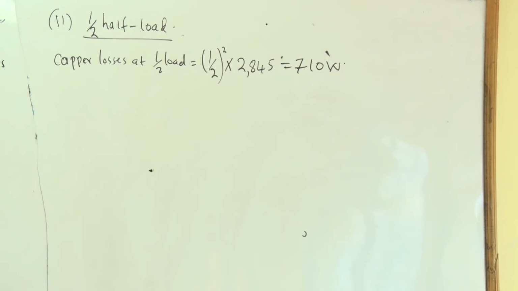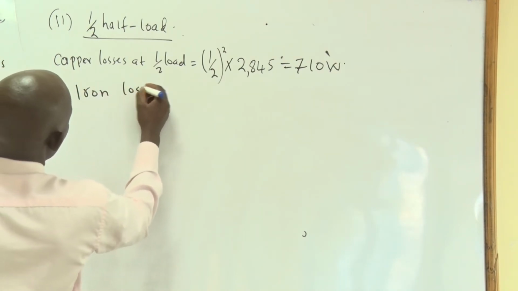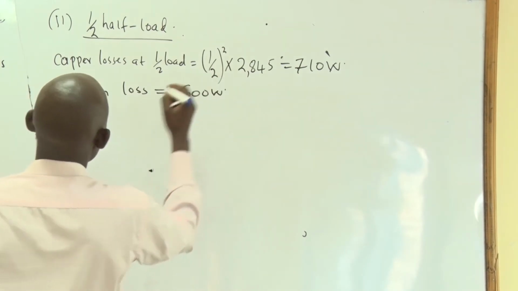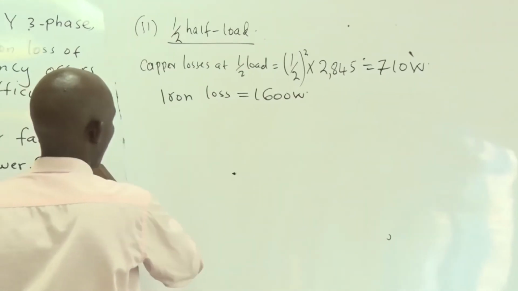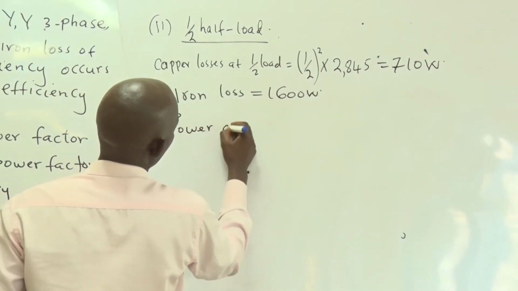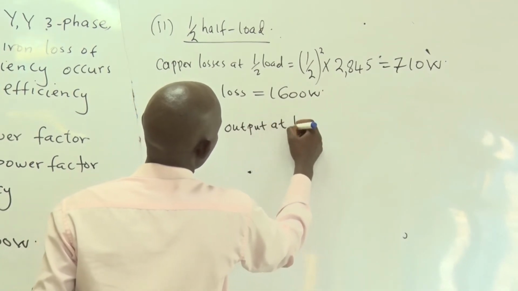Then of course we know the iron losses. The iron losses also come into play. The iron losses, we already know them, which is 1600 watts. We can now determine the power output at a half load.